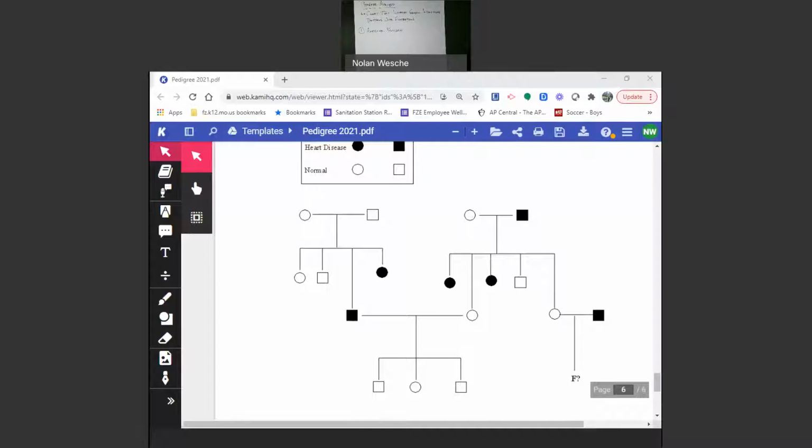person. Females are represented by circles and males are represented by squares. And then some trait or disease is depicted with a shaded individual. So if the individual is shaded, that means they have this trait or this disorder that we're tracking throughout these generations. So this is the general setup.